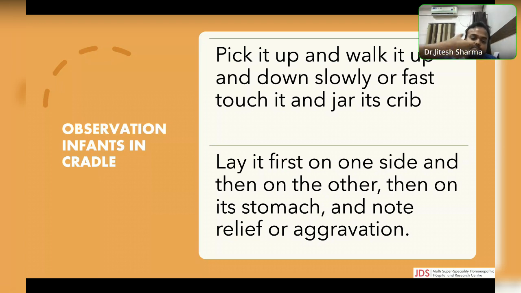Even during colic, if the baby is turned to sleep on the abdomen, he is not crying, and as soon as he is turned again, he cries. These little observations are very, very helpful. You have to find in which position the baby is relieved and in which position aggravated. All these things are very important.